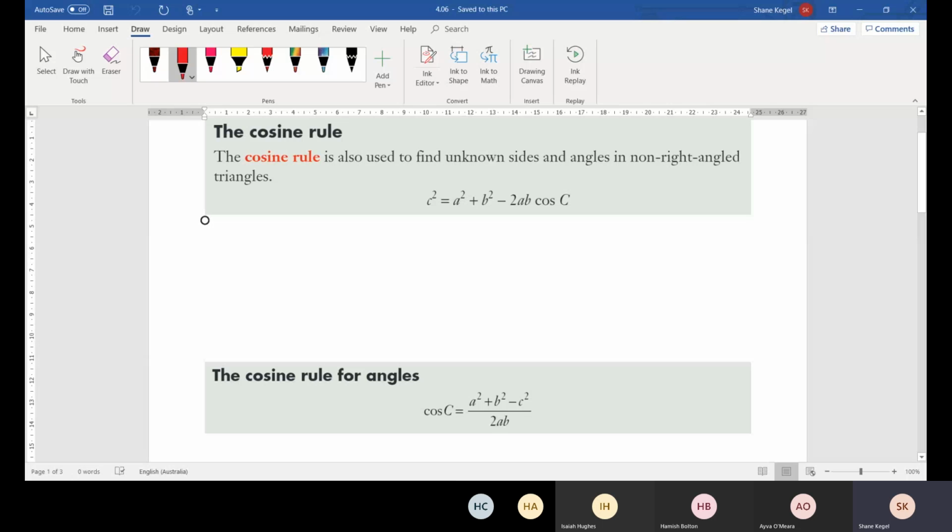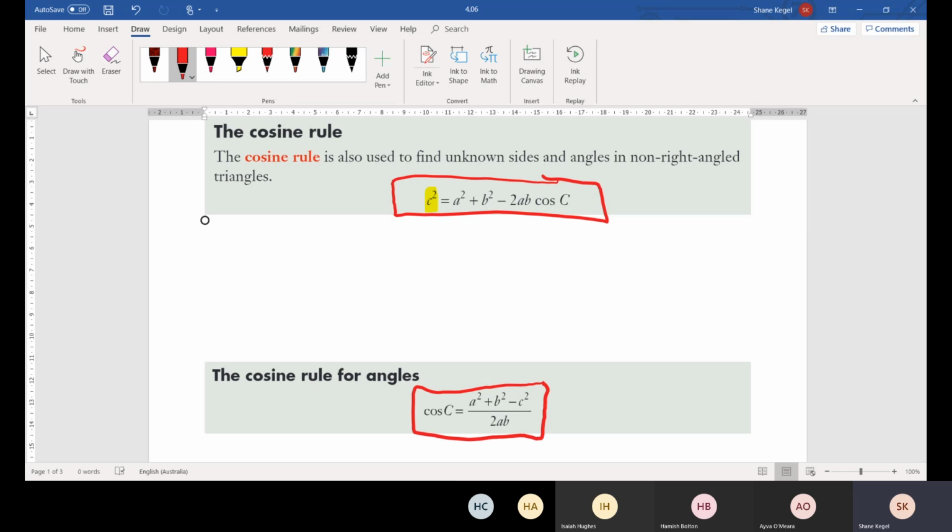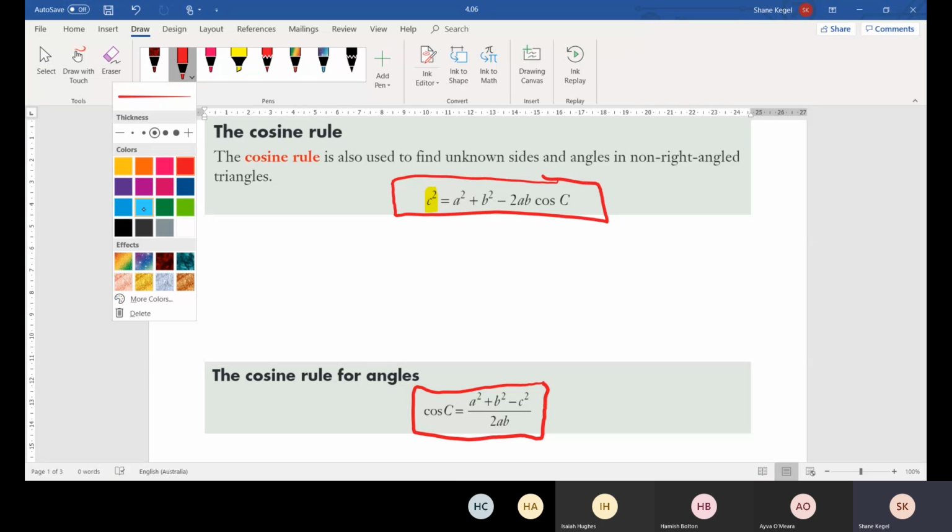So that would be the rule. So I'll highlight it now. The top rule is the one that you would use to find an unknown side. So as you can see, we're finding unknown side c. And if we were to manipulate that, we can use it also down here, this version, to find an angle. So both of these formulas are exactly the same. If you can only remember one, you can always find the other by just algebra or rearranging the equation.